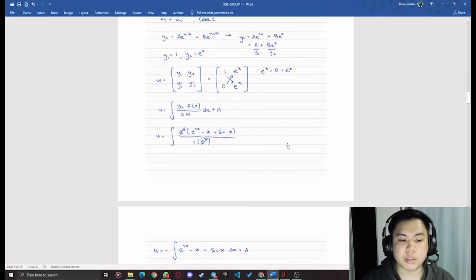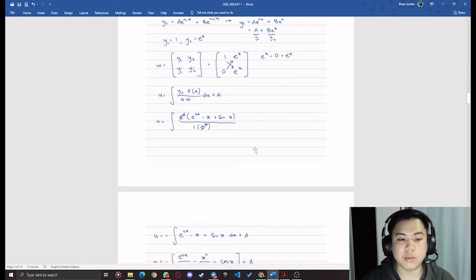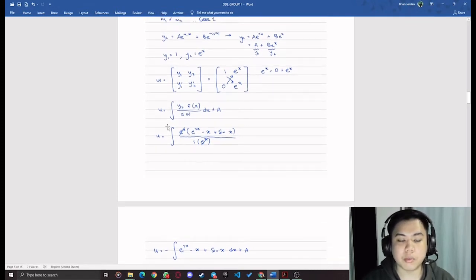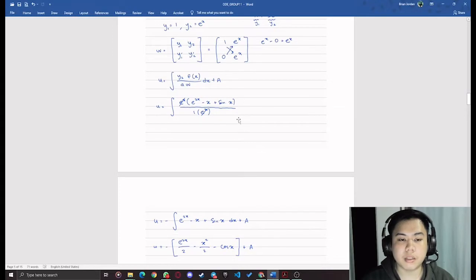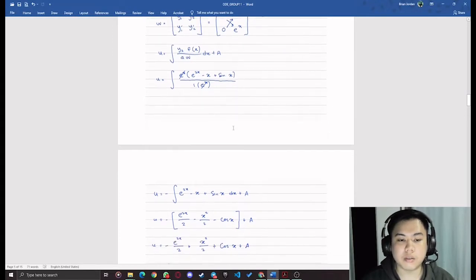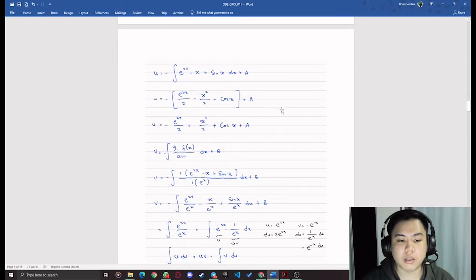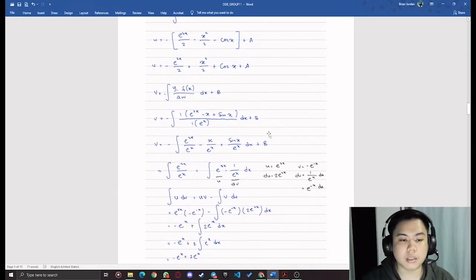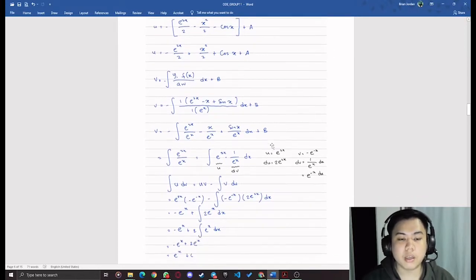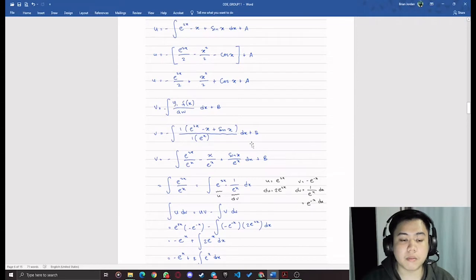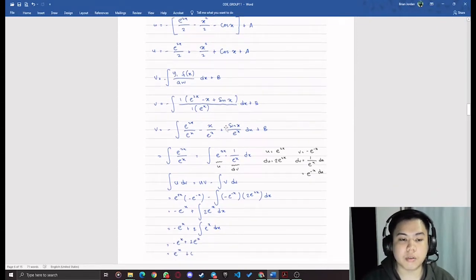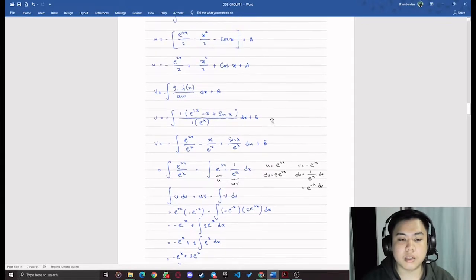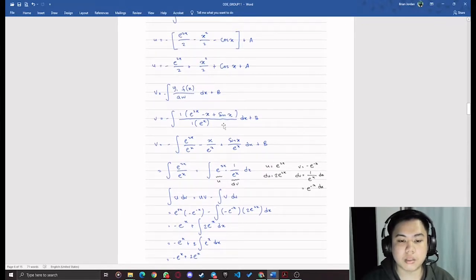The next step is we need to find u and v. So for the u, we use this formula and then plug in all the equations that you get into this formula. For this u, I get a minus exponent to x over 2 plus x square over 2 plus cos x plus a. And then the next step is we need to find the v. Same as before, we need to plug in all the equations that we get into this formula, but this time it is not easy to solve.